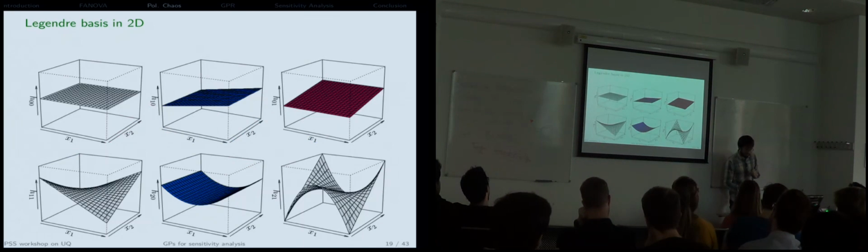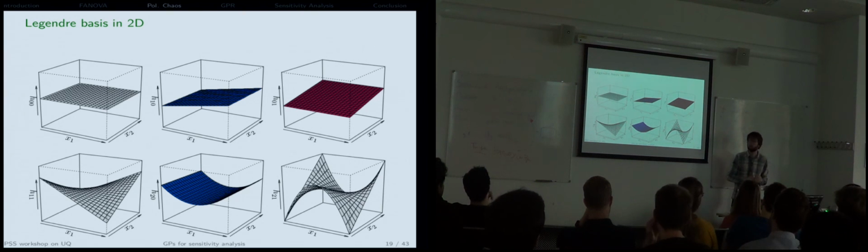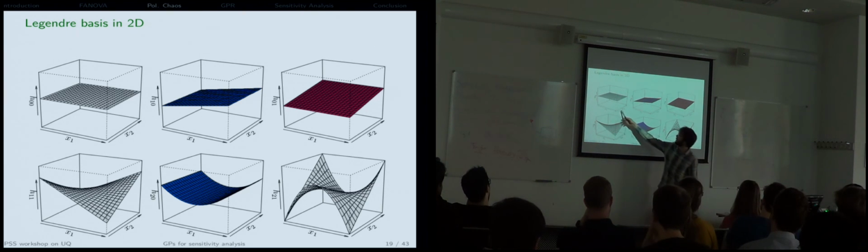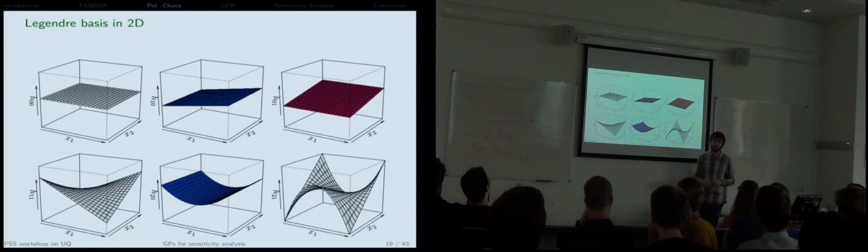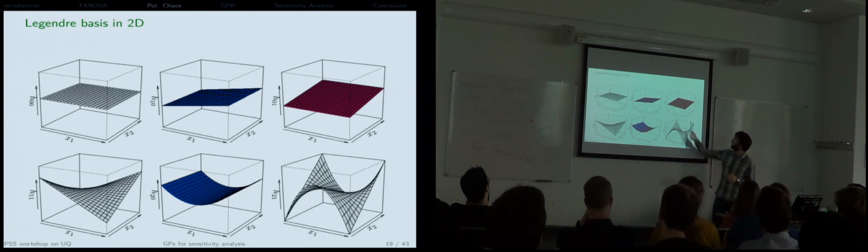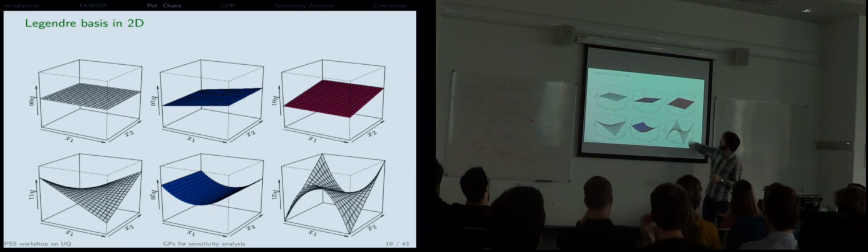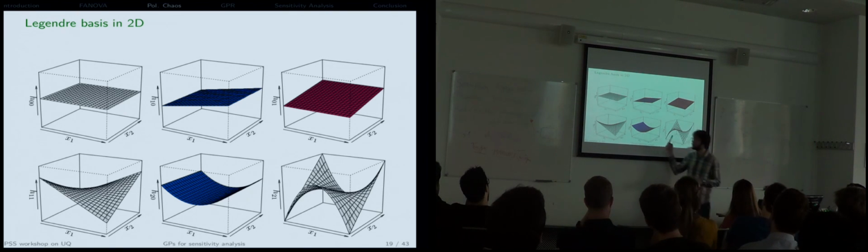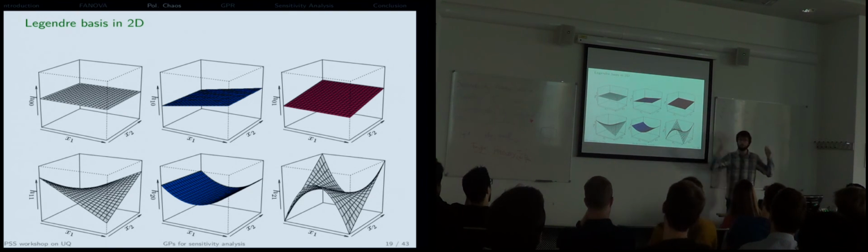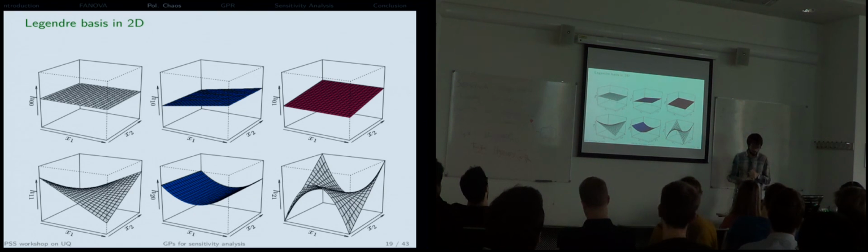Now if I take the tensor product between the elements of this basis, this is my new polynomial basis. I have a constant, then in blue functions that depend only on the first variable, then functions that depend only on the second variable. I will have interactions, and I keep increasing the order to get more and more basis functions.